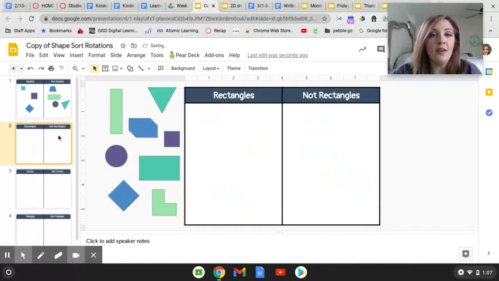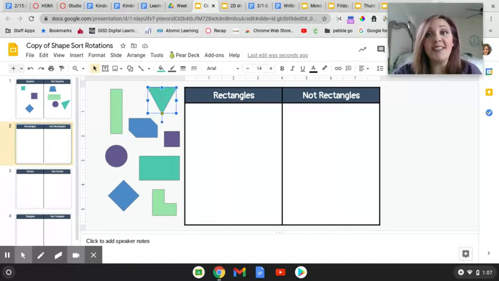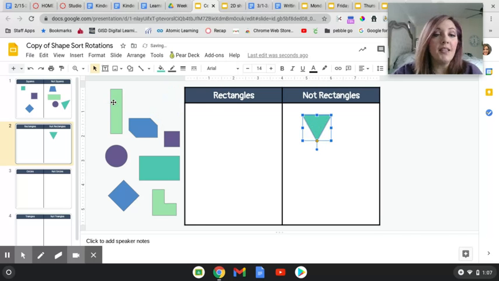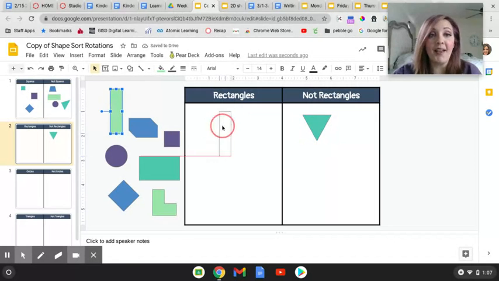This one, we are looking at rectangles and not rectangles. So remember, a rectangle has 4 sides and 4 corners. 2 sides are long and 2 sides are short. Let's look at this shape. This shape is not a rectangle. That is a triangle. It only has 3 sides. This one is a rectangle. It has 4 sides, 2 long, 2 short.